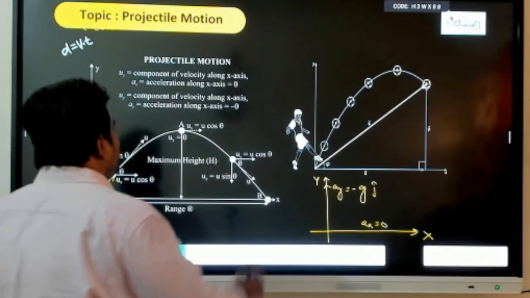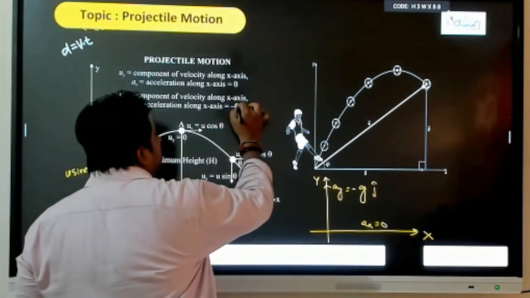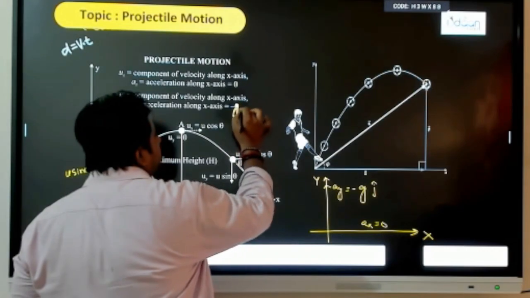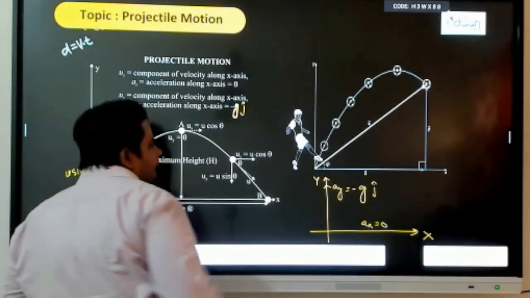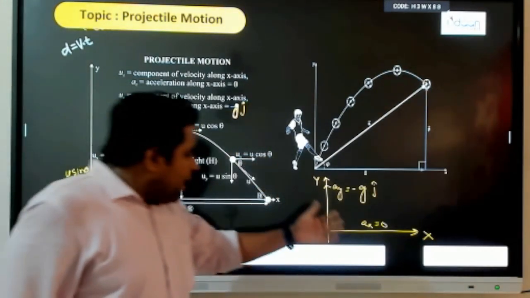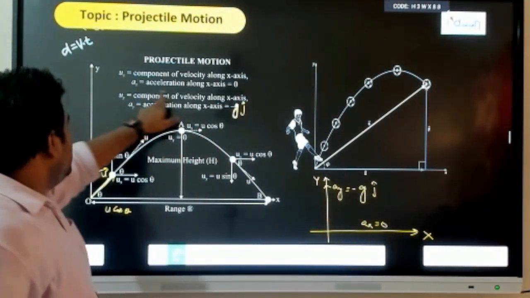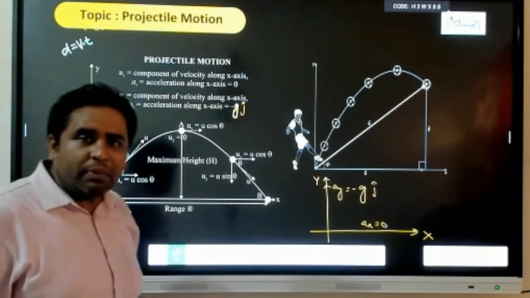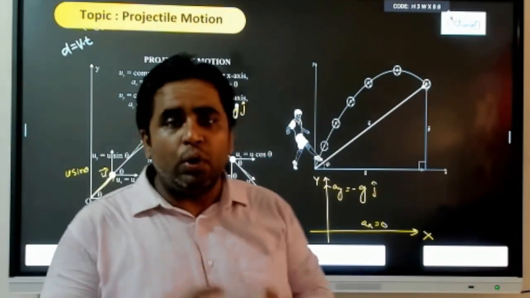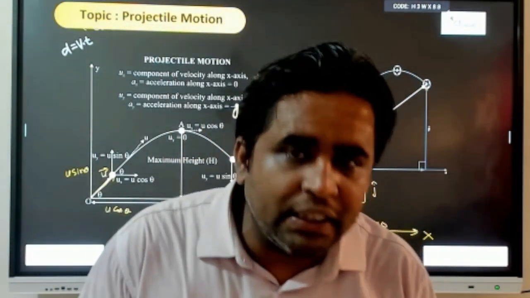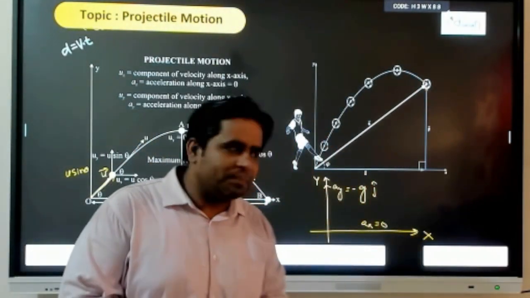So definitely here it has been given as minus g j cap. So what I mean to say, why has ax been considered as 0? Because there is no projection of acceleration on the x-axis, so it has been considered as 0.